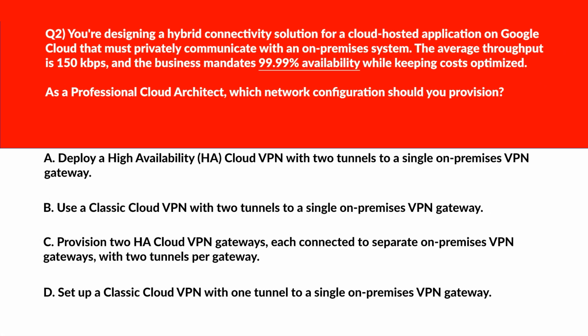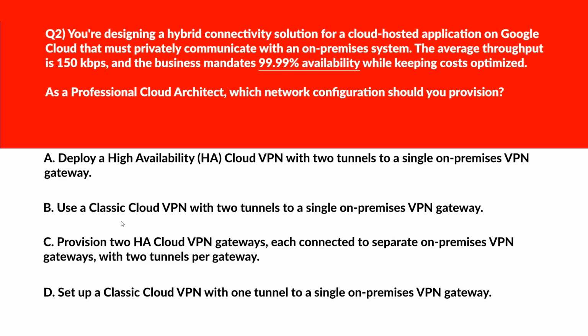Let's move to the next question. This is all about 99.99% availability. We need to keep the cost optimized as well. Option A says deploy a high availability cloud VPN with 2 tunnels to a single on-premises VPN gateway. This option meets the 99.99% availability SLA required by the business. So let's keep it. We'll move to B.